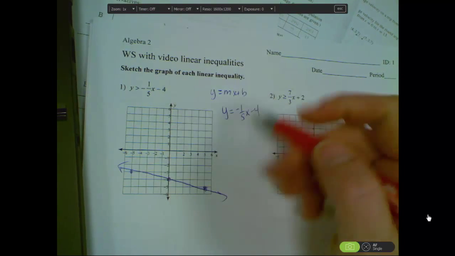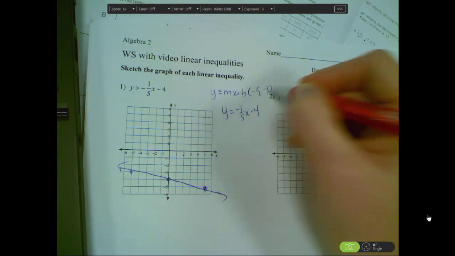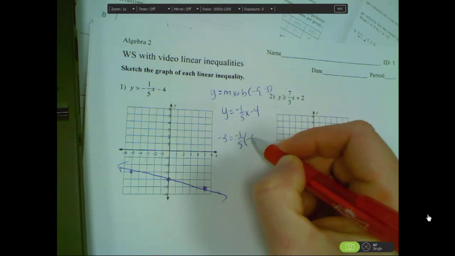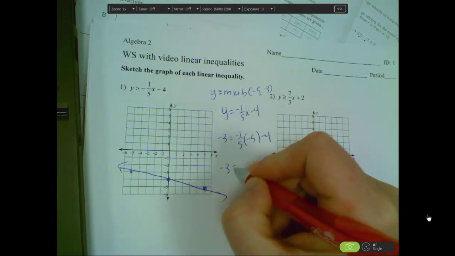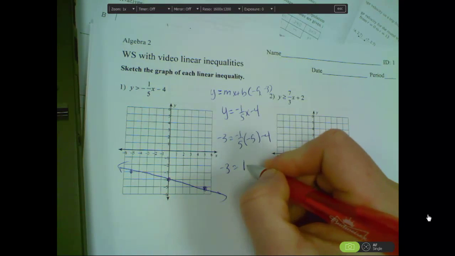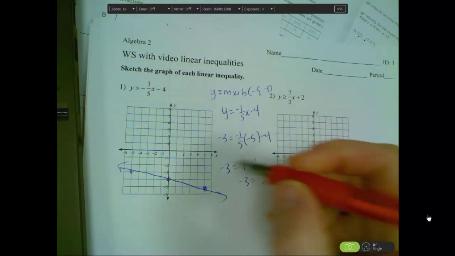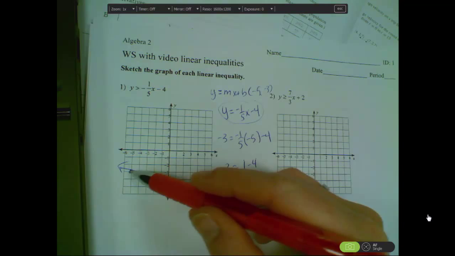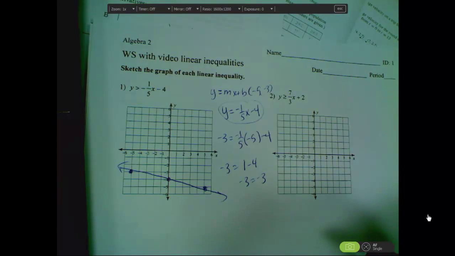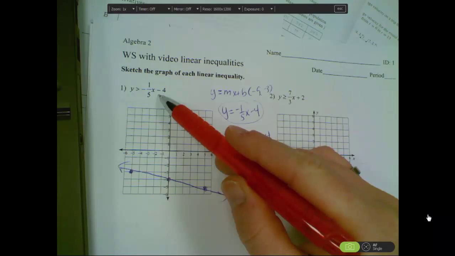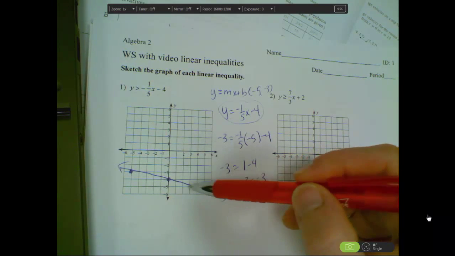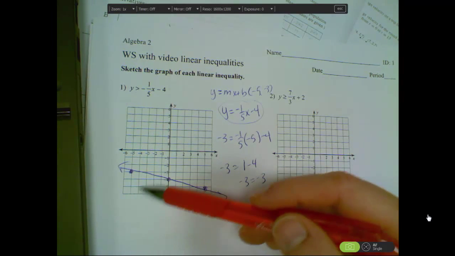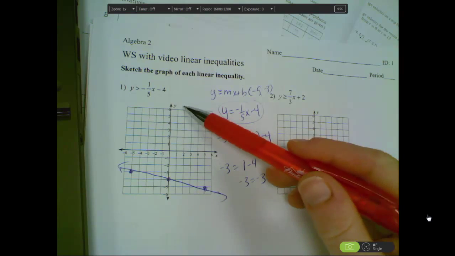Let's think about the point negative 5, negative 3. If I put in negative 3 for y and negative 5 for x, and I do the math, negative 1/5 times negative 5 is 1, 1 minus 4 is negative 3. This point makes this equation true. So does every point on this line, from negative infinity to positive infinity. The difference when we have an inequality is that not only do the points on the line make the inequality true, but all the points on one side or on the other side of the line make the inequality true.